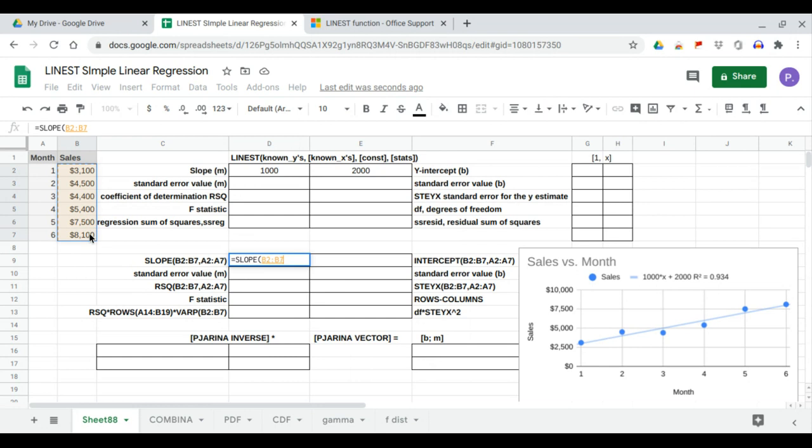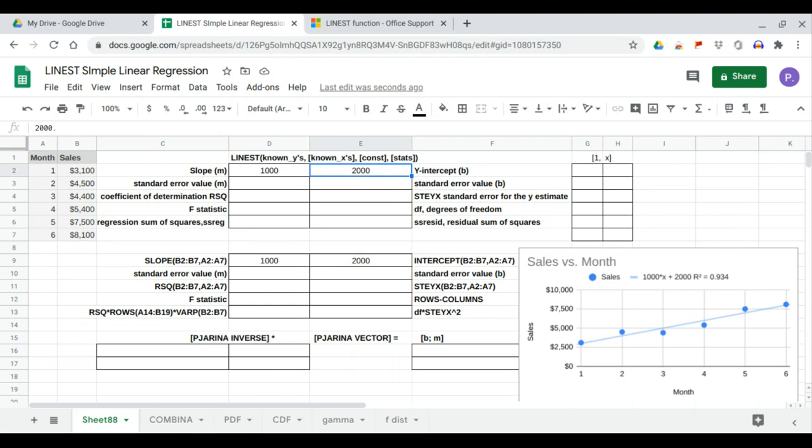We can calculate slope using the slope function. Data, that is our known data y and known data x. 1000 matches our LINEST output and our trend line. The intercept, we use the intercept function, data y and data x. And we still get 2000, which is the y-intercept, matches our LINEST output and our trend line equation.